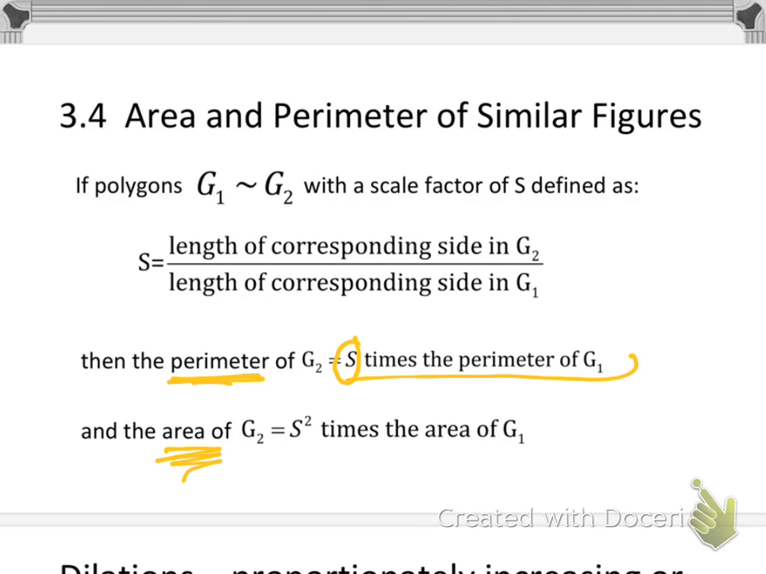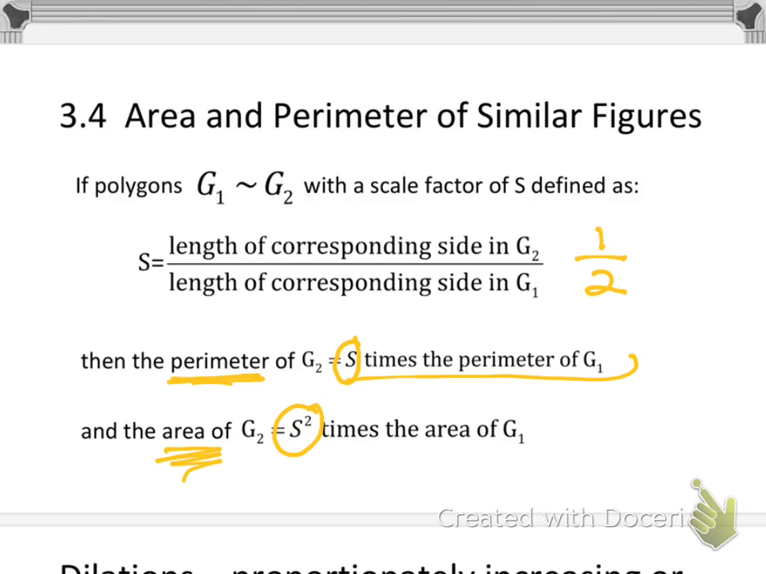The area, however, will not have the same scale factor. The areas will be related by the square of the scale factor. So, for example, let's say that my scale factor was 1 to 2.